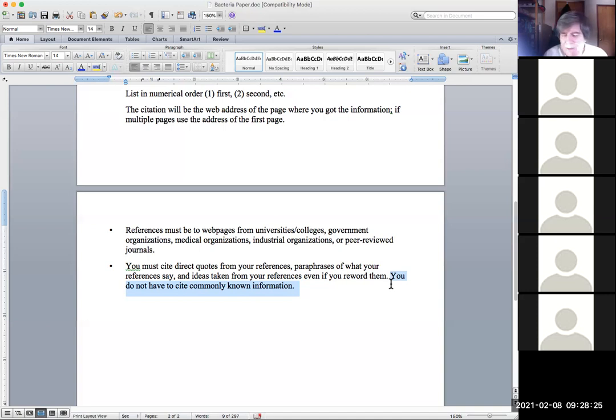Since you're writing about bacteria, you don't have to say that bacteria have prokaryotic cells. And prokaryotic cells are cells that don't have a nucleus or membrane-bound organelles. And membrane-bound organelles are things like the endoplasmic reticulum and the Golgi apparatus and the mitochondrion. So you can assume that someone who's reading this paper knows that type of information.